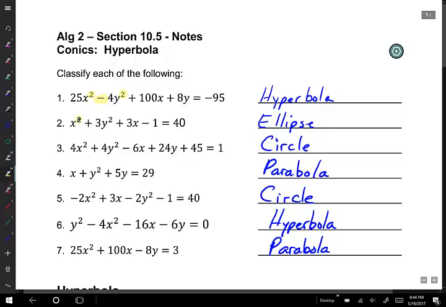The second one's an ellipse because they have 2 squares, they're both positive, but they have different coefficients. The third is a circle because they have 2 squares, both are positive with the same coefficients. The fourth is a parabola because it just has 1 square. The fifth is a circle because you have 2 squares and they both have the same coefficients, both -2. The sixth is a hyperbola because you have different signs in both squares. And the last is a parabola because you have 1 square.